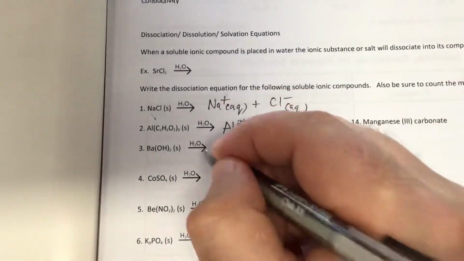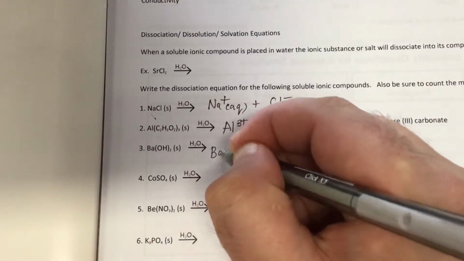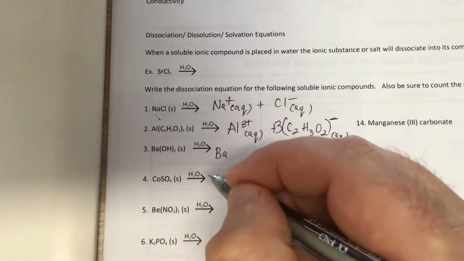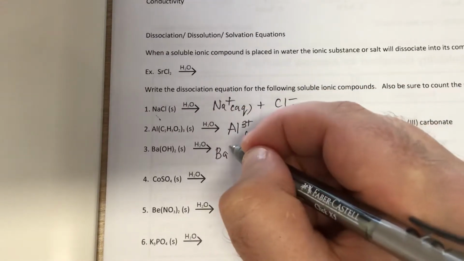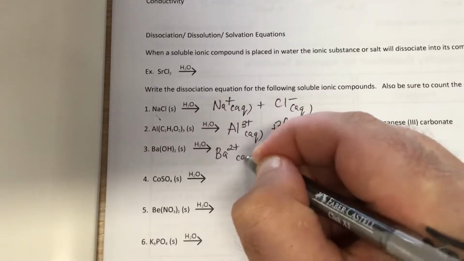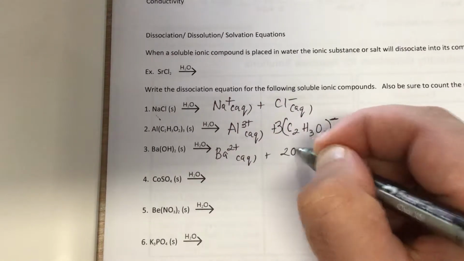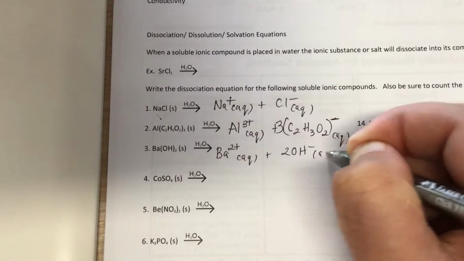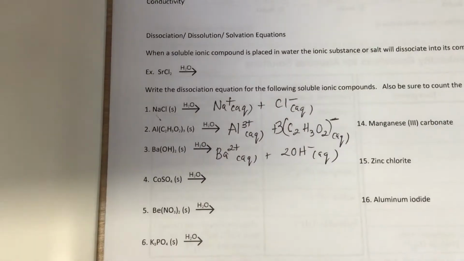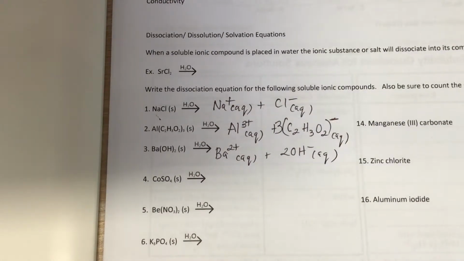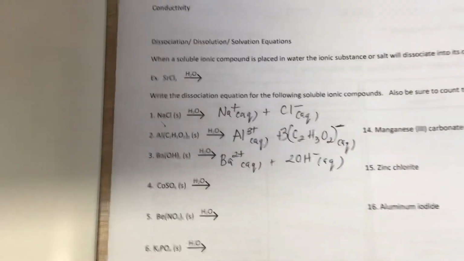Barium hydroxide, so barium, Ba2+, aqueous plus 2OH minus aqueous, kind of like this. You could keep doing these examples on and on and on.